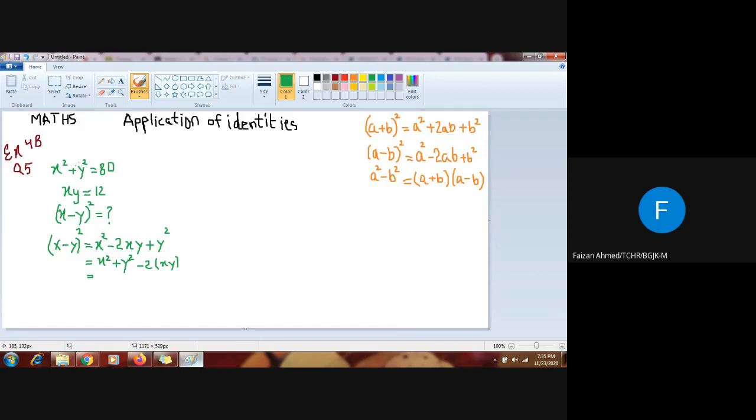I have the value of x square plus y square, which is equal to 80. So in place of x square plus y square, I will use 80, and I will use the negative sign. Then I have a 2, and I have paired this xy because I also have the value of xy, that is 12. So I will write the value of xy in brackets like this. So it is 12. And on simplification, I know that 12 times 2 is 24. So 80 minus 24, and my final answer will be 56. So this is the value of (x minus y) whole square, and I found this value by using identities.